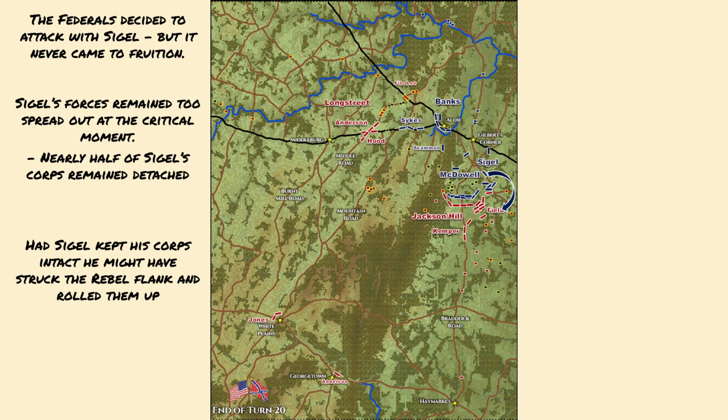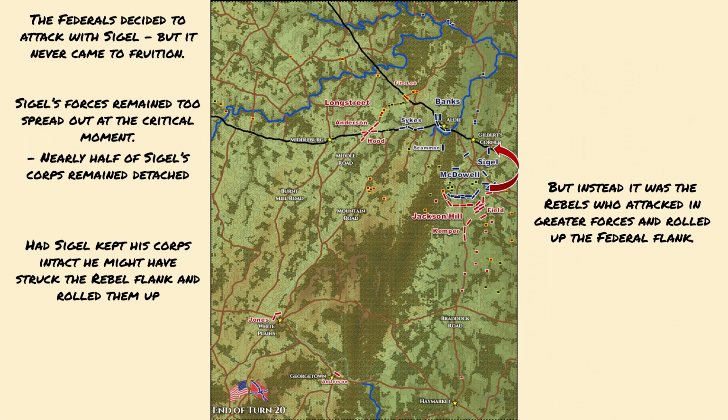And this was the best opportunity the Federals had to regain the initiative and put the Confederates back on their heels. But instead, it was the rebels who attacked in greater forces and rolled up the Federal flank. And although the Confederates were outnumbered along this part of the battlefield from beginning to end, they always seemed to have enough men at the right places and at the right times to keep the initiative and to throw back the Federals.